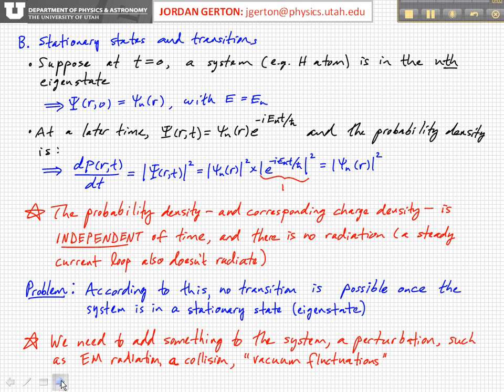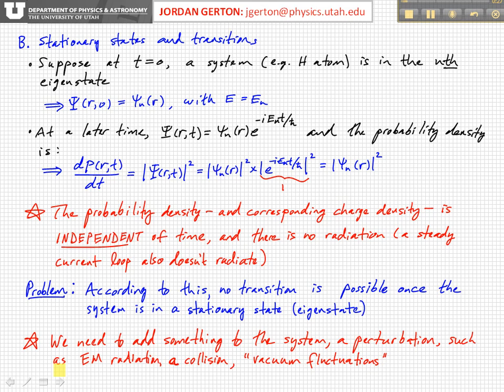Okay, so the problem with this is that this is all very well and good and it's accurate, but there's something missing because according to this discussion, once a system is in a stationary state, an eigenstate, then it's not possible to have a transition between different eigenstates because there's no time evolution.